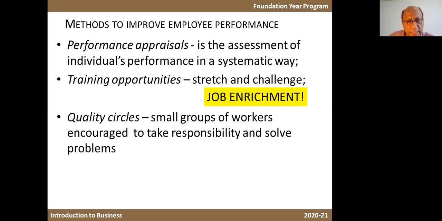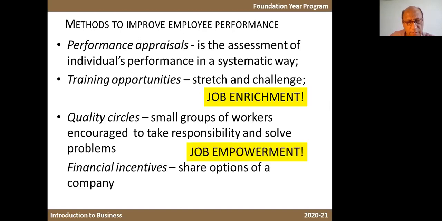Next one is the quality circle. A small group of workers sit together and are encouraged to take responsibility and solve problems, and discuss how we can improve the performance of our company. And this is job empowerment. And next one is the financial incentive. The company gives a financial reward to those employees who work well. So the higher the performance, the more they will be paid. So this is called performance related pay, PRP.